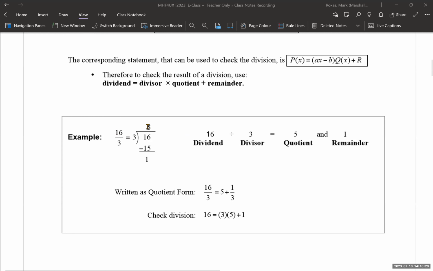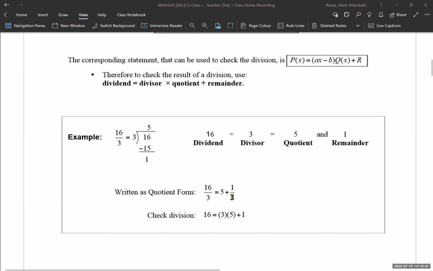And then you multiply the 3 times 5 to get 15. Subtract the 16 and 15 and get a remainder of 1. So 16, which is your dividend, divided by your divisor, which is 3, equals the quotient 5 and a remainder of 1. Written in quotient form, that would be 16 divided by 3 equals 5 plus 1/3.